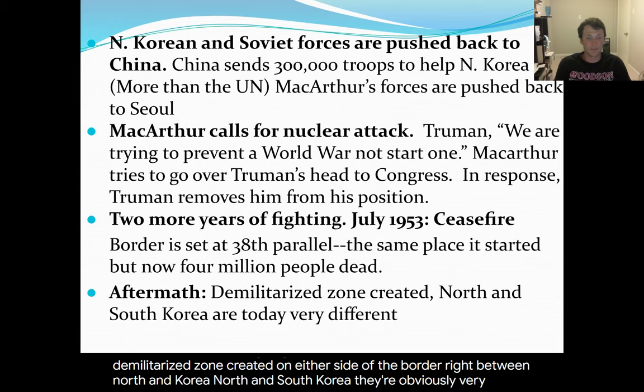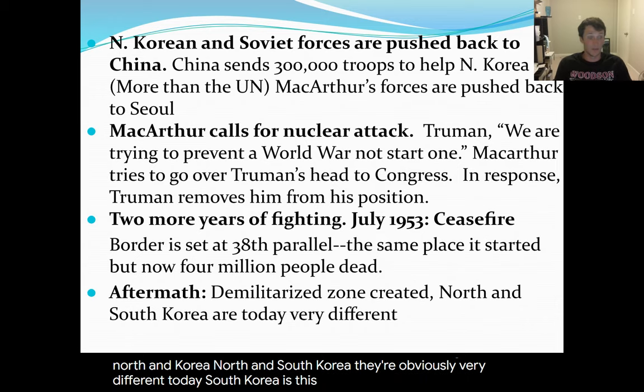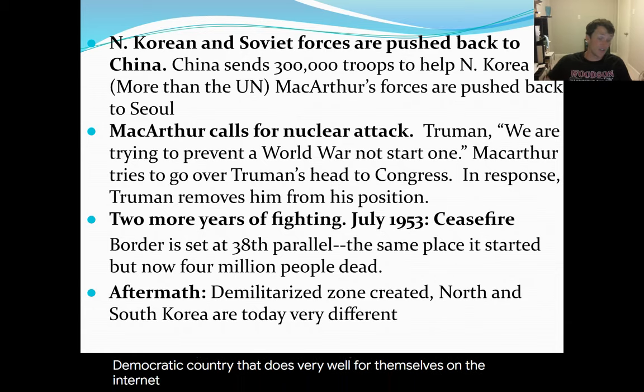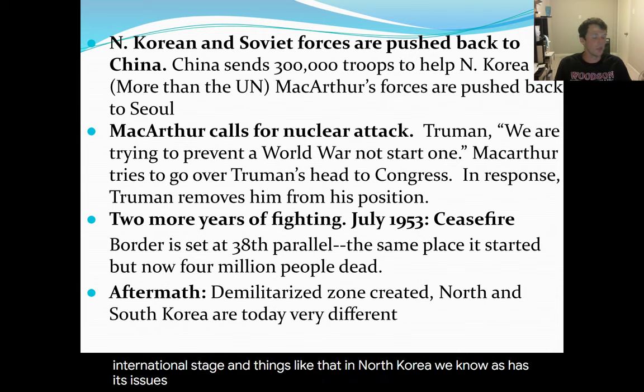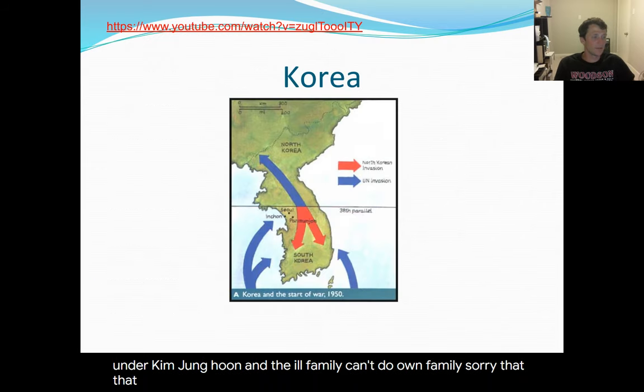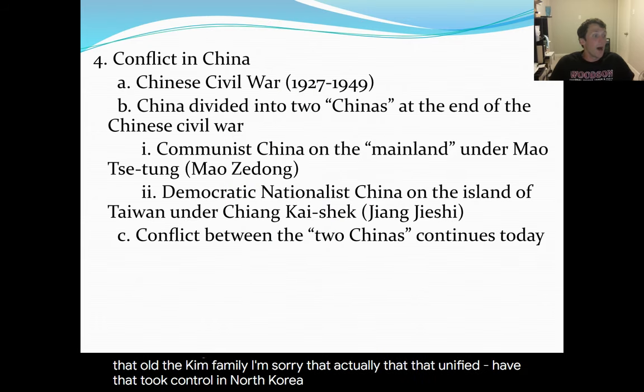They're obviously very different today. South Korea is doing very, very well. It's this democratic country that does very well for themselves on the international stage and things like that. And North Korea, we know, has its issues, and you can look into that as much as you want under Kim Jong-un and the family, the Un family, sorry, the Kim family, I'm sorry, that took control in North Korea. Anyway, right, so that's that, right?